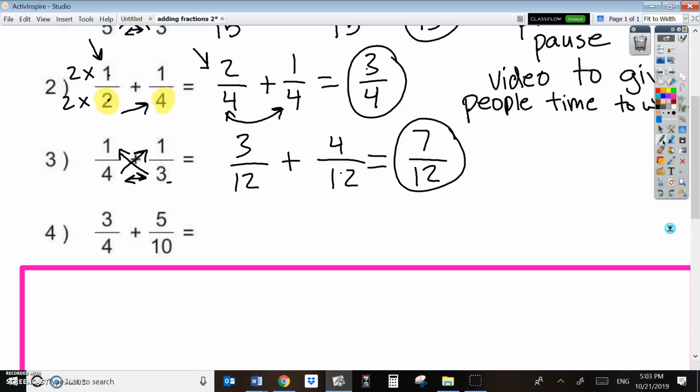Alright, so pause and give people time to work this one. I don't want to use the rule of 4 on this one. I want to use the least common multiple. That is supposed to say LCM. Turns out it says something else.